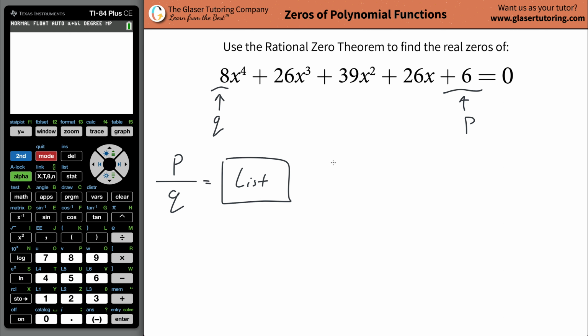Some of them might be zeros. None of them might be. It all depends on the problem. But it's going to give you a list of possibilities.